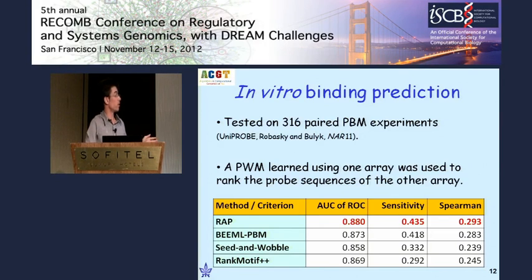We used 3 different criteria to gauge the performance. One is AUC, sensitivity, and Spearman rank coefficient. And in all criteria, our algorithm REP achieves the best performance. Here we show the average performance over these 316 tests. This is followed by BML PBM, rank motif, and then last is seed and wobble.